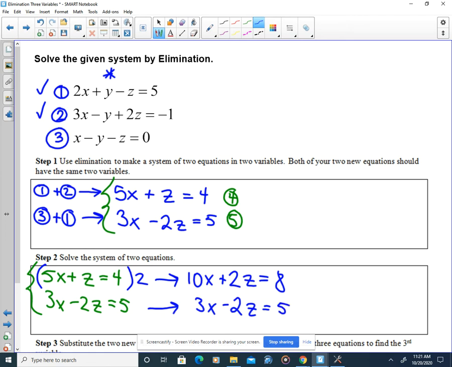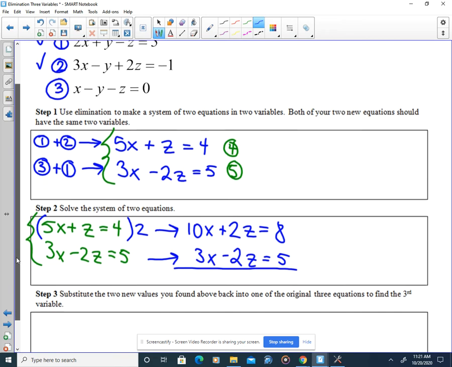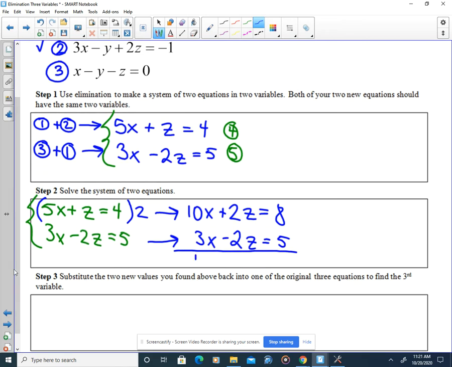Let's add these together and see what we get. So we get 13x, these cancel out, is equal to 13. So divide both sides by 13, we get x equals 1. Now we know what x is. So now we need to find what z is. So let's take x equals 1 and plug it back into one of these.